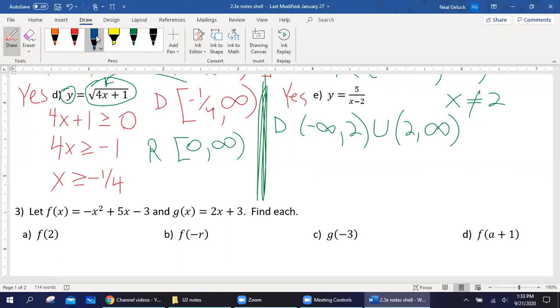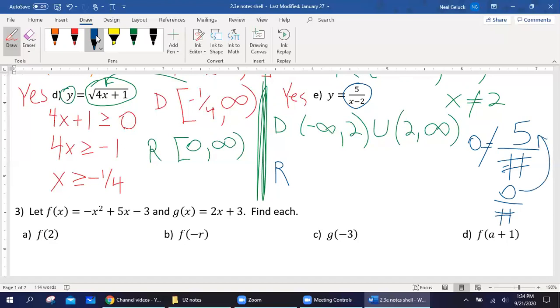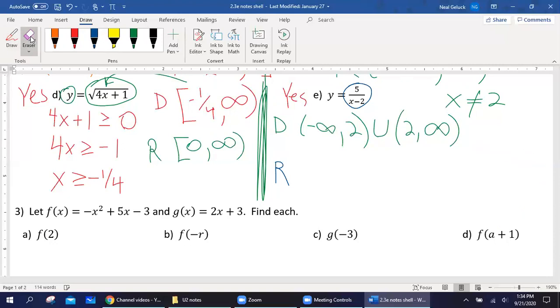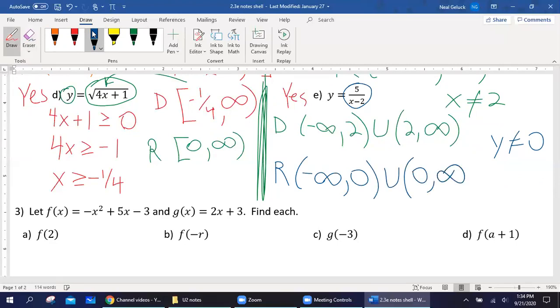Now for the range, again, range can be a little tricky. You have to ask yourself, what could this fraction not equal? Well, I know I can't have 5 divided by 0. That wouldn't work. But 5 can be divided by any other number, and I'd get a result. The only result that's not possible is that I cannot take 5 and divide it by something and get 0. That cannot happen. The only way to get 0 from a fraction is if the numerator was 0. But the numerator is not 0. The numerator is 5. So the only number that this fraction cannot be is 0. So as far as the range, y can't be 0. So my range is going to be negative infinity to 0 in union with 0 to infinity.